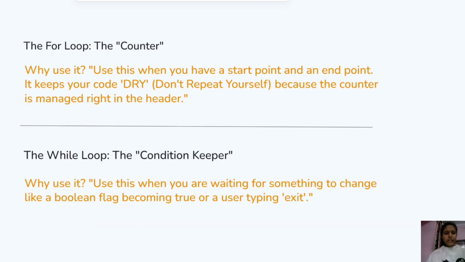The fifth difference is why use the for loop or the while loop. Use the for loop when you have a start point and an end point. It keeps your code DRY, don't repeat yourself, because the counter is managed right in the header. Because in the for loop, when we initialize, we know the starting point and the end point, so we know how many times the loop iterates. But on the other side, use the while loop when you are waiting for something to change, like a boolean flag becoming true or a user typing exit. So in the while loop we only know that if the condition is false, the loop exits. So basically this is the difference between for loop and while loop.